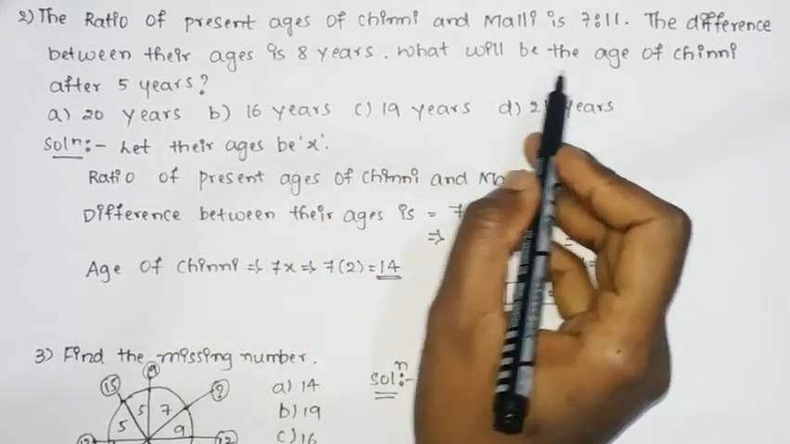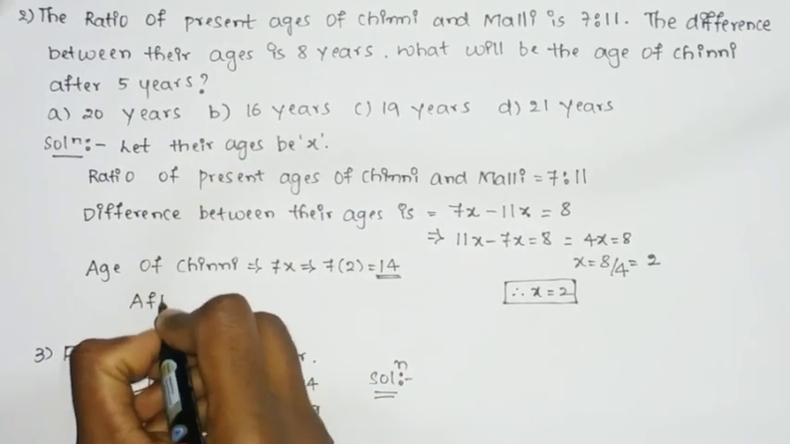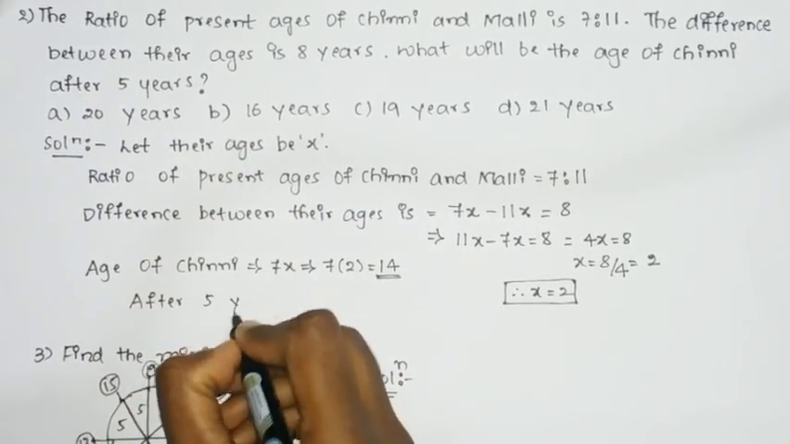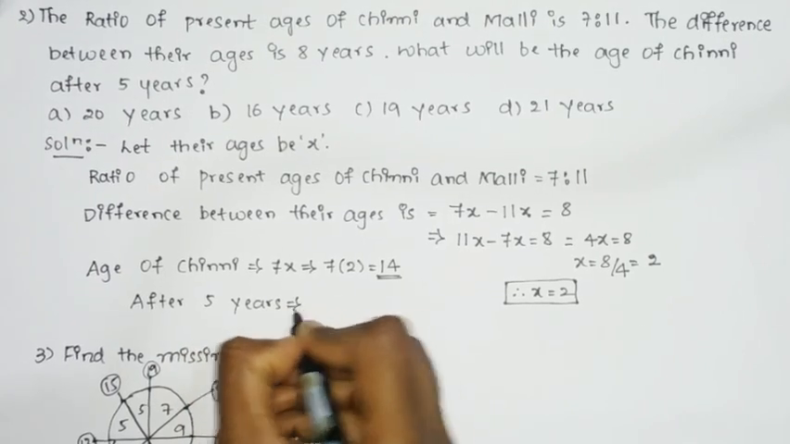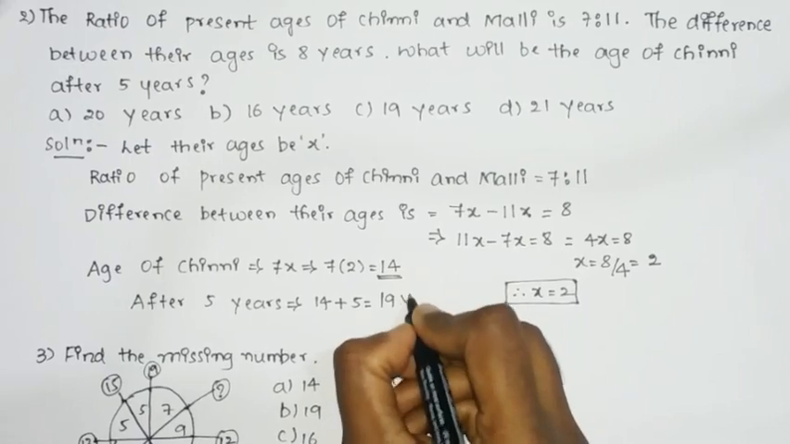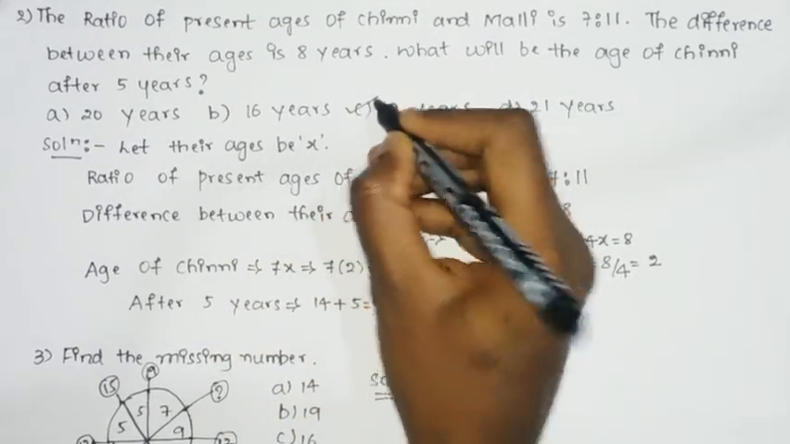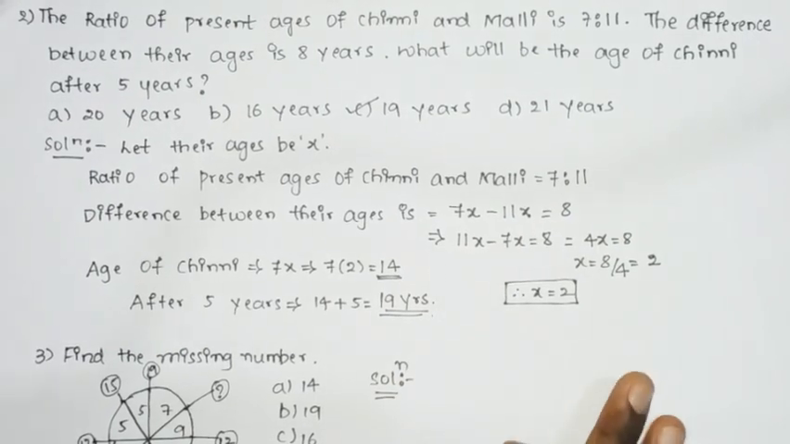And here we need to find the age of Chinni after 5 years. So after 5 years, the age will be 14 plus 5. So therefore 19. So the answer is 19 years is the answer for this example. So option C is the right answer.